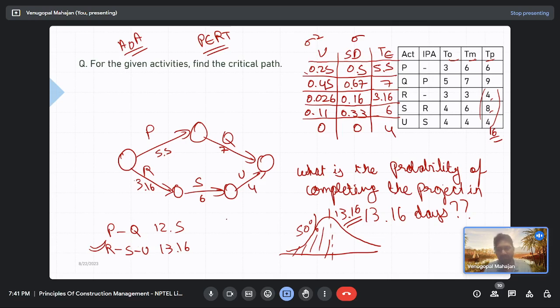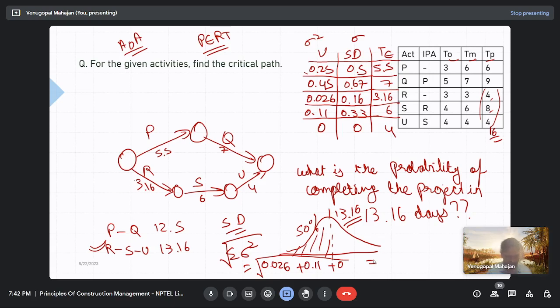Right. So standard deviation for RSU will be under root of sigma square, right? But for which activities? R, S and U. So this would be 0.026 plus 0.11 plus 0. How much is it? It comes out to be 0.37. Okay. So standard deviation is 0.37 for this path.